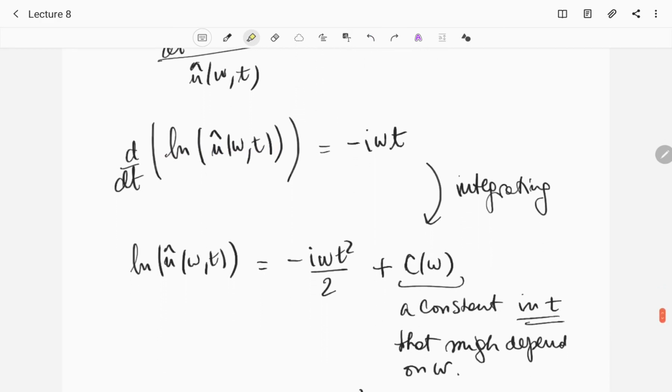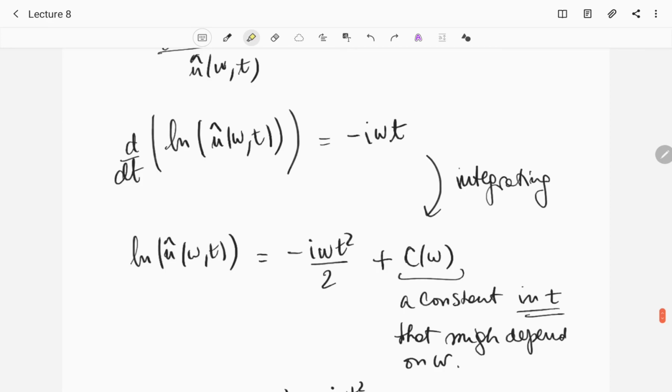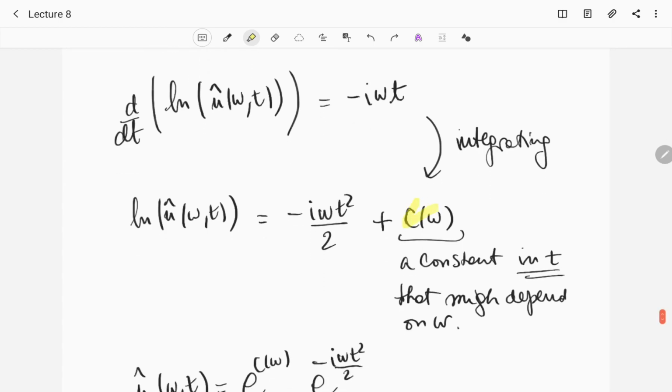Then we can integrate this expression and we get this logarithm here and t squared over 2 here, and we keep the constant multiplying, plus a constant. Again, this constant is constant with respect to t, but it might depend on omega. So each time we have a constant, remember that in this step 2, that's why it's called C omega, it can't be called A omega, B omega, or whatever omega.